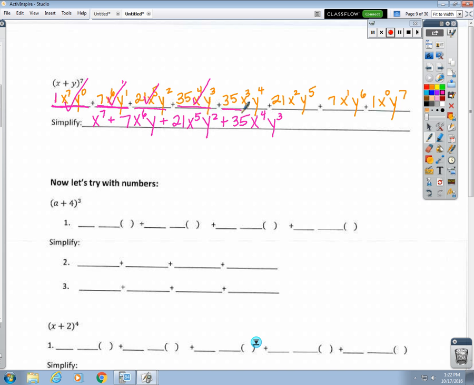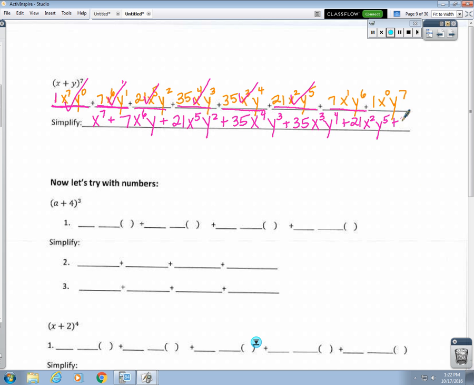What about the 5th term? Right? Sixth term? Seventh term? 7x, no need to write the power of 1, y to the 6th. And then the last term? Just y to the 7th is necessary. Now, how many terms did I end up with? 8. And remember Friday we learned that you'll always have one term more than the exponent was?